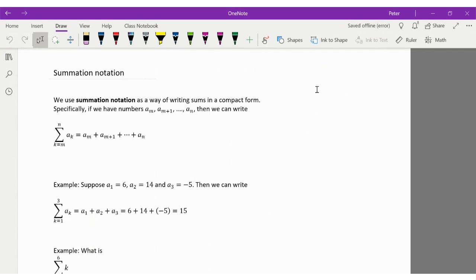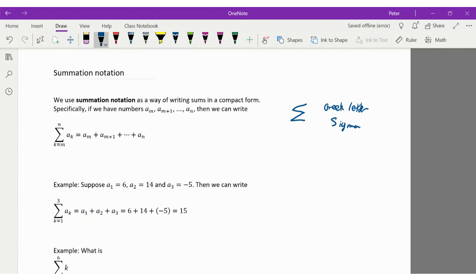If we have a sequence of numbers that we want to add up, rather than having to write out all the numbers, there's a compact way of writing it. This symbol is the Greek letter capital sigma, and we use it for sum.